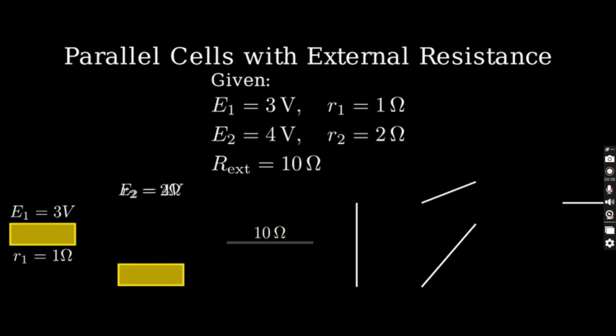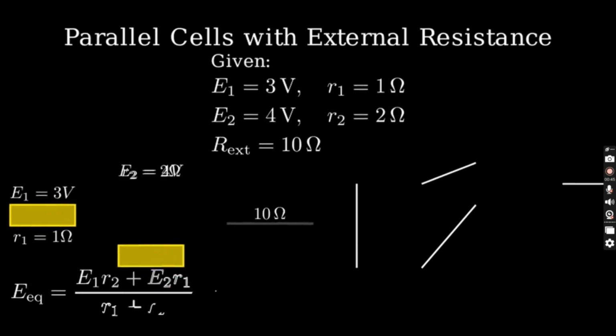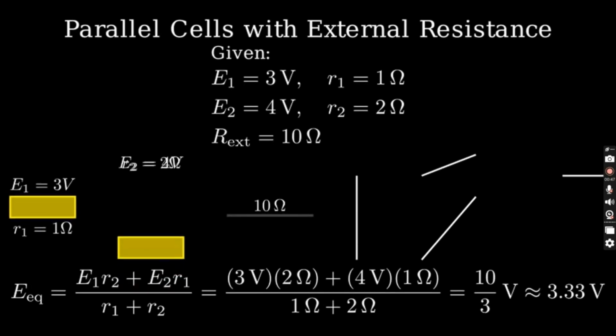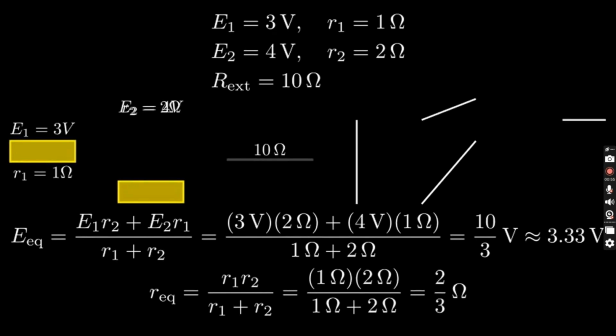To find the potential difference across the external resistor, we first need to find the equivalent EMF of the parallel combination. The equivalent EMF is given by E1 times R2 plus E2 times R1, all divided by R1 plus R2. Next, we need to find the equivalent internal resistance for cells in parallel. This is given by R1 times R2 divided by R1 plus R2.